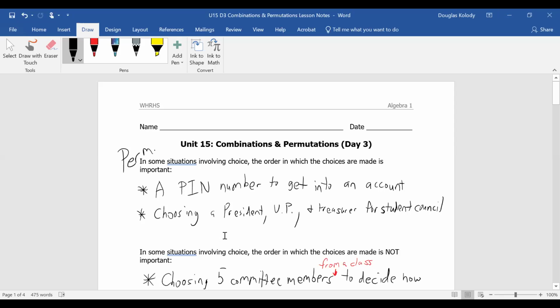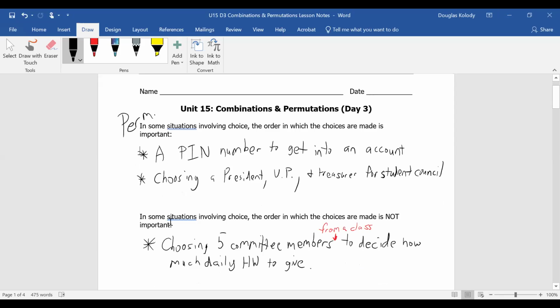There are sometimes ways of counting things up when the order in which the choices are made is not important. These are called combinations. Okay, and what's an example of counting things up where the order is not important? Suppose we are choosing 5 committee members from our class to decide how much homework to give each night.